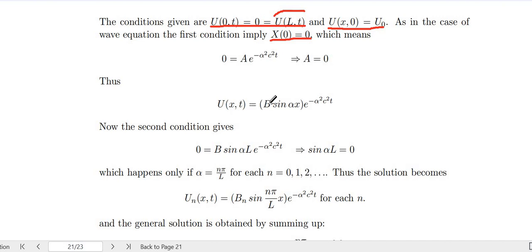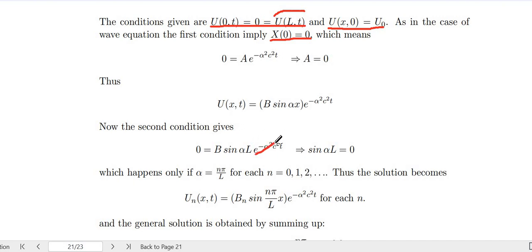So your u(x,t) will become 0 plus b sin αx into e^(−α²c²t), because you have already got a equal to 0 by taking the first condition. Now the second condition, u(L,t) equal to 0, gives you X(L) equal to 0, or you can substitute it in u itself. When you put x equal to L, u value will become 0. So 0 is equal to b into sin αL into e^(−α²c²t), and there are three possibilities. Either b can be 0, or sin αL can be 0, or e^(−α²c²t) can be 0.